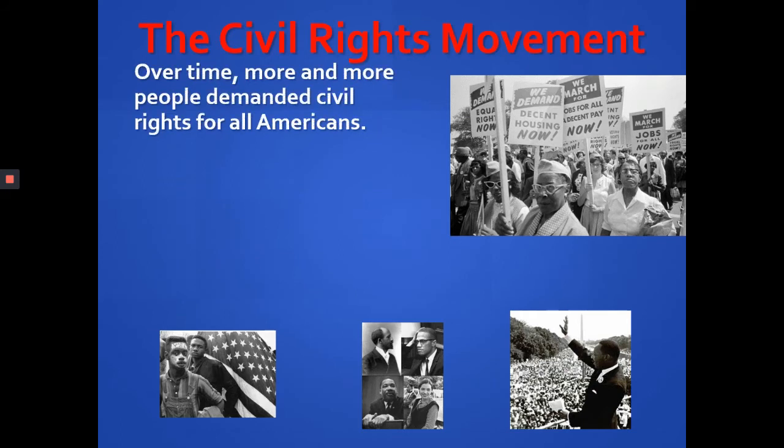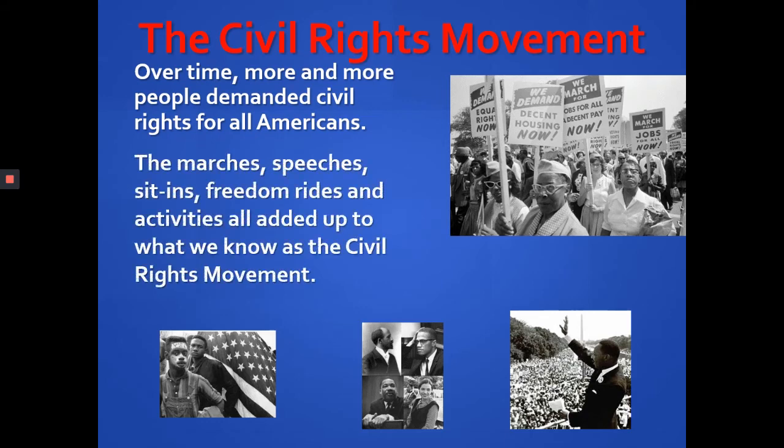So more and more people started to demand rights for all Americans, including African Americans. And that was really the push to end a lot of these horrible suppressive voting tactics. So when we talk about the civil rights movement, the main people we think about are people like Rosa Parks and Martin Luther King Jr., who led marches, speeches, sit-ins, freedom rides, activism, activities that all combined into what we now think of as the civil rights movement.